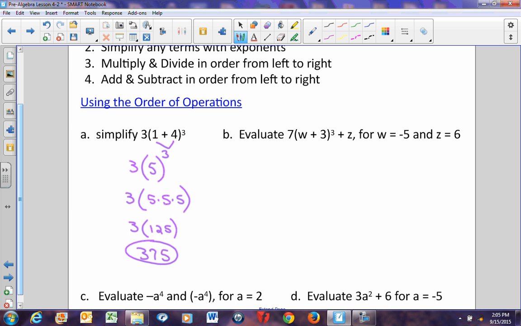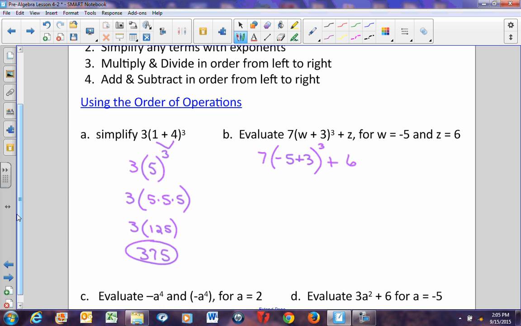Letter B, evaluate 7, parentheses, w plus 3 to the 3rd power plus z, for w equaling negative 5 and z equaling 6. So I'm going to have 7, parentheses. W is negative 5 plus 3, all to the third power. And then I have to add z to that. Z is 6. There we go.